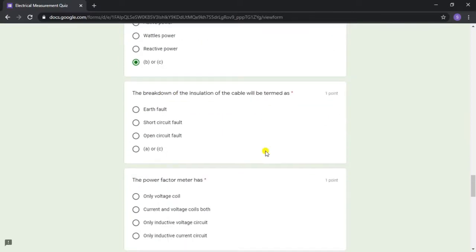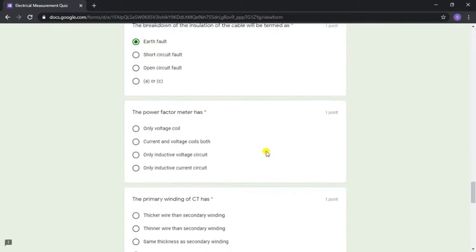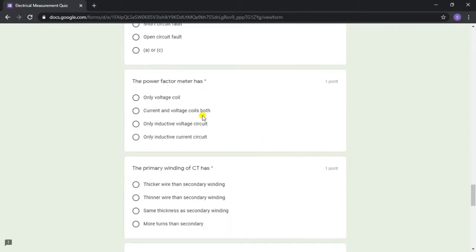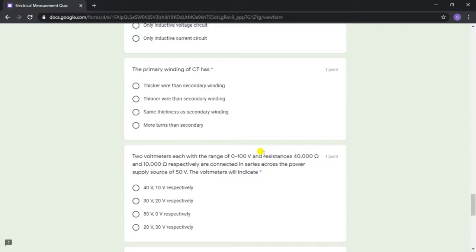Question: the breakdown of the insulation of the cable will be termed as? Answer: earth fault. Question: the power factor meter has? Answer: current and voltage coils both. Question: the primary winding of CT has? Answer: thicker wire than secondary winding.